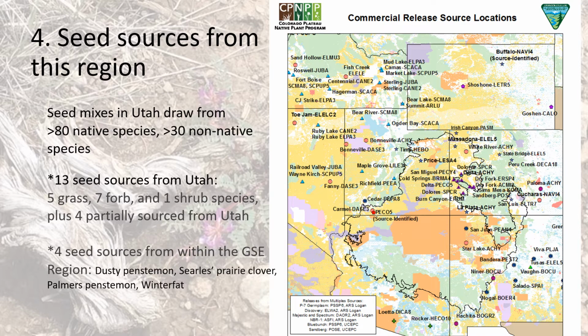If you look at the Staircase region, you'll notice maybe 4 dots. And that's because there just aren't many plant materials commercially available for that region. And of those 4, really only Palmer's penstemon is reliably available on the commercial market.